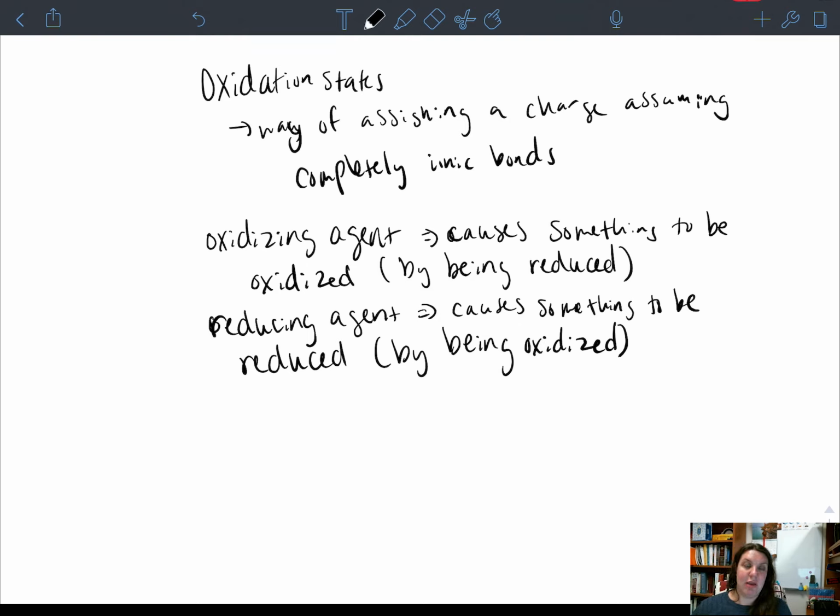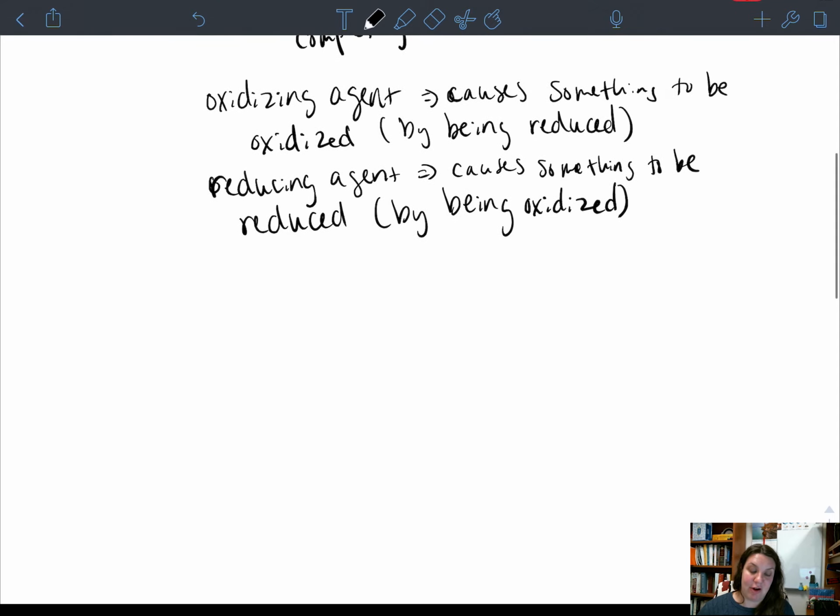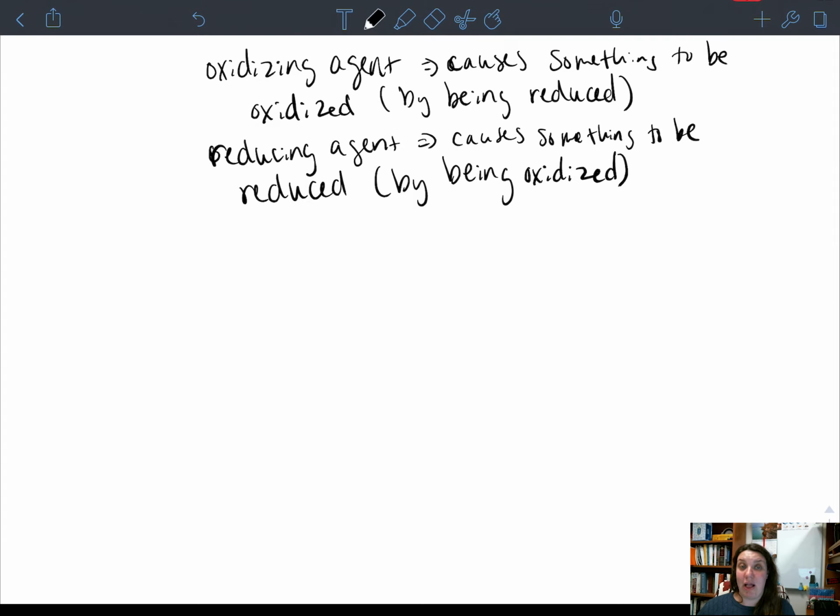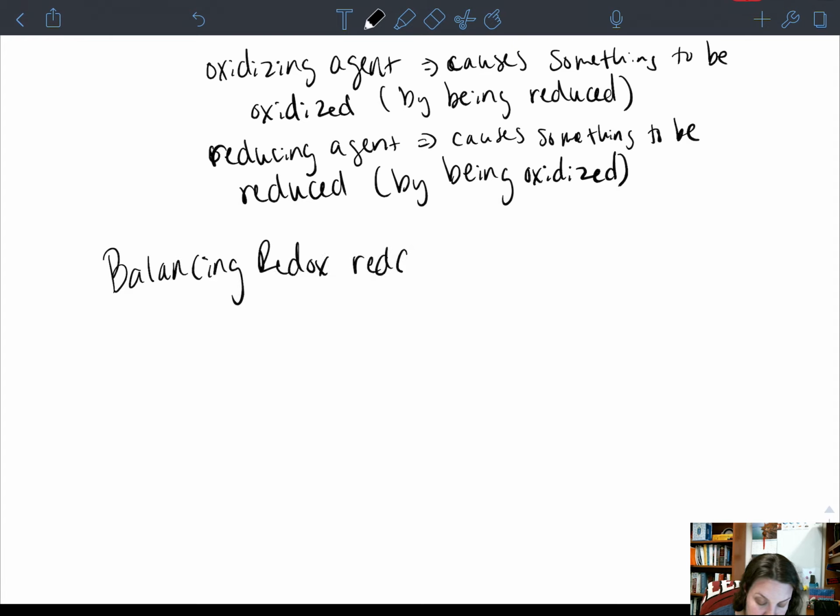So to be able to identify redox reactions, you have to be able to identify when oxidation states are changing. So make sure you're able to do that. But we will go over that. And then we'll get into the lecture itself, where we start out talking about balancing redox reactions. And we're going to look at balancing redox reactions in acid and base.